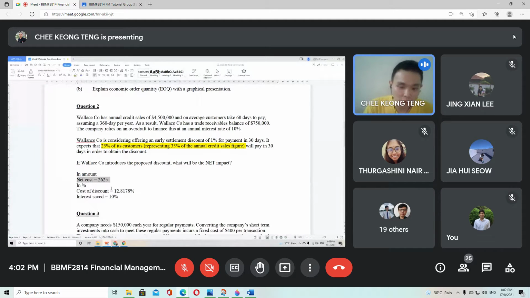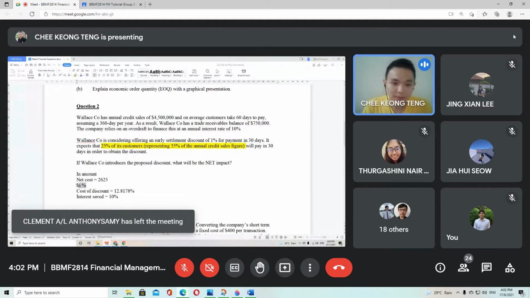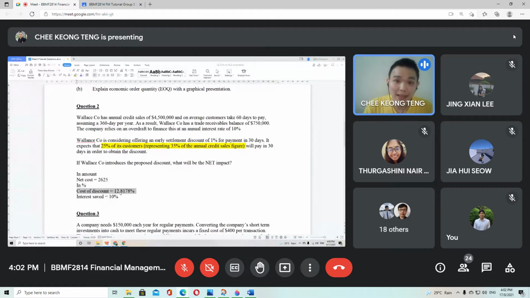Alright, so I show you both. That's why I include this question. This one is directly from your BPP. You can compare either in amount or in the cost of discount. So even though you compare in percentage, also the same. The cost of discount is 12%. Interest you can save only 10%. So you don't want to offer this discount. The cost is too high.